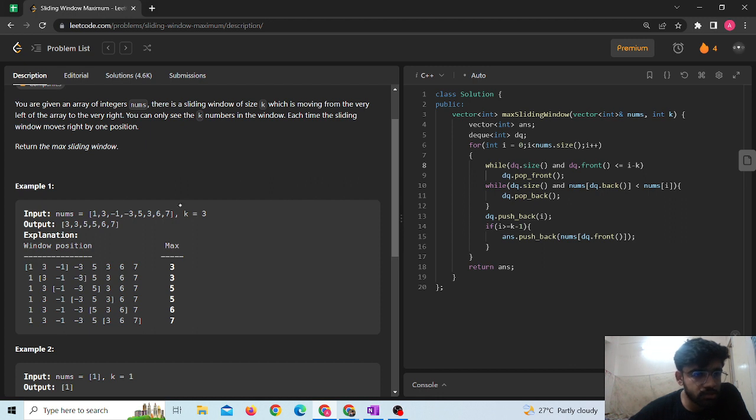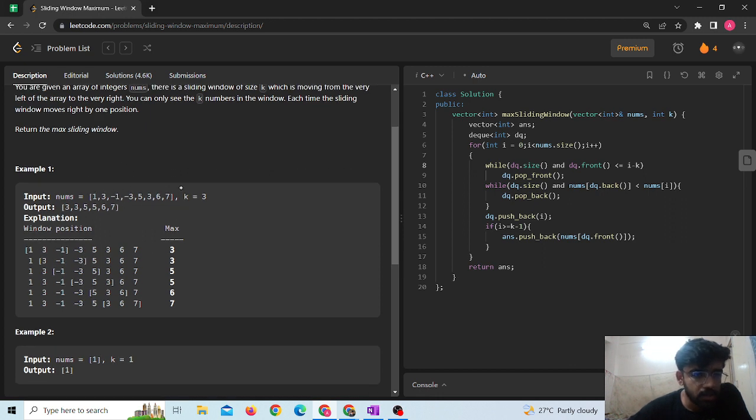Basically, suppose we have been given this array and k is equal to 3. What we need to do is take a window of size k and find the maximum of that window, put it into my answer vector, and then finally return that vector. If I take this example, my k is equal to 3, so I will be taking 1, 2 and 3. The maximum value of 1, 2 and minus 3... sorry, 1, 3 and minus 1 is 3, and then I will be taking the next window.